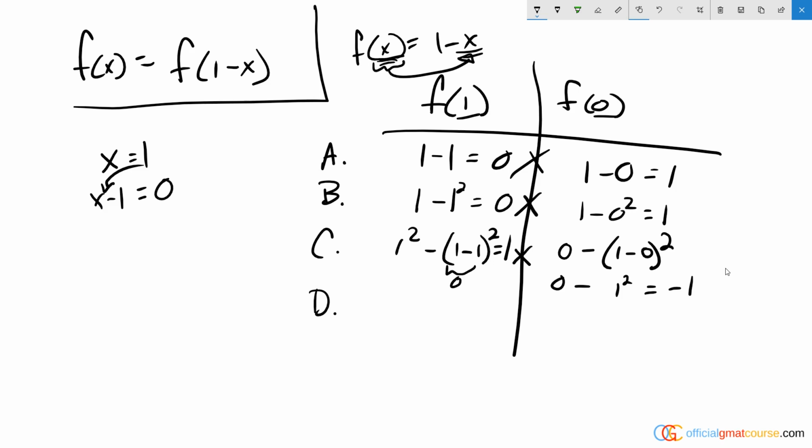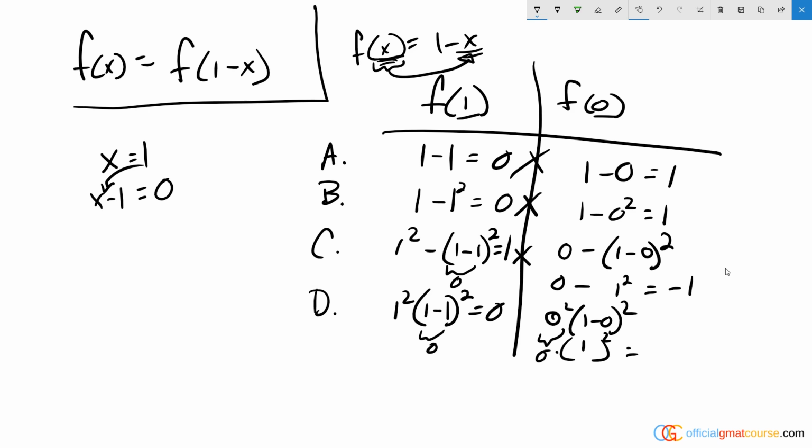Looking at answer choice D, x squared, which is 1 squared, times 1 minus 1 squared, well, this is 0. And no matter what, 0 squared times whatever is going to be 0, so that's definitely 0. And then on the right-hand side, we have 0 squared times 1 minus 0 squared. And again, we're going to wipe out our 1 squared here because we're multiplying by 0, and we get 0. These two did tie out. This is looking like a potential answer.